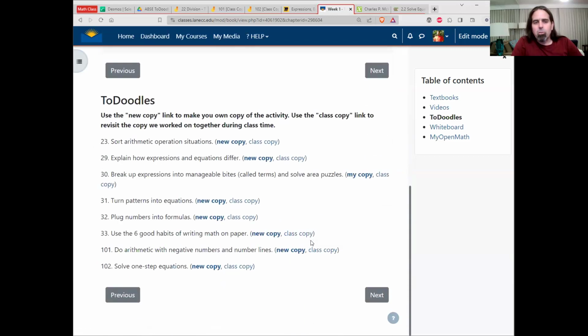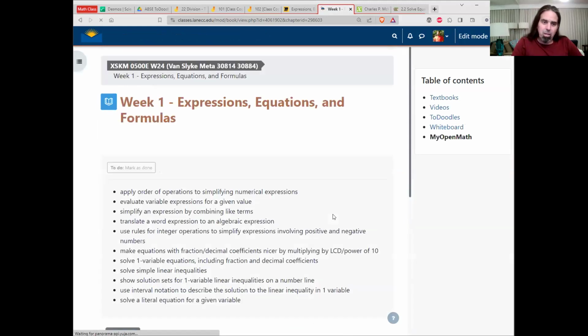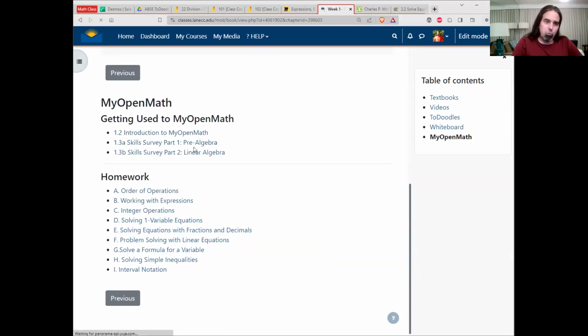We didn't go over all of the to-dos, but if you want to look at that, you can. None of them are too complicated for you. The whiteboard just has a link to our whiteboard in case you forget where the link is. And then the MyOpen Math, only this week, there's some getting used to MyOpen Math stuff at the top, just to make sure that you're entering things in a way that it understands. And then here's all of the things. Again, skip the ones about inequalities and interval notations. Those two you don't know about yet. Or maybe you do, but you're not required to. But A through G, you should be able to get done before I see you.